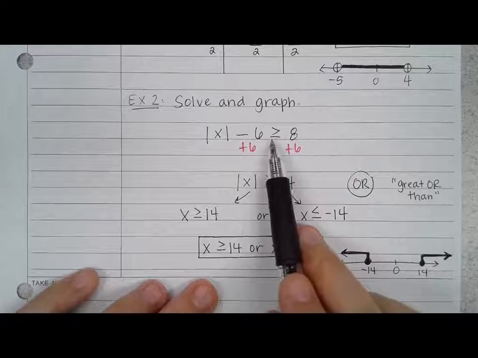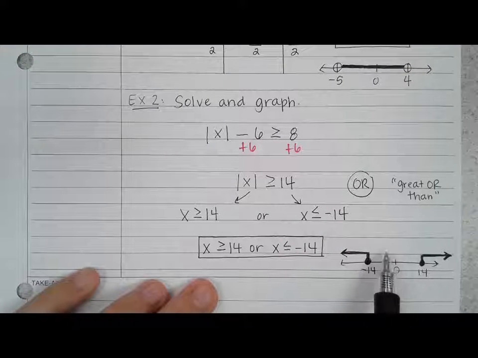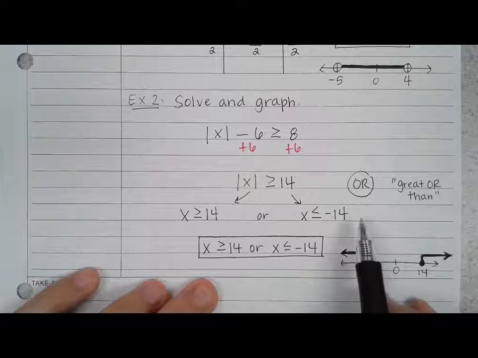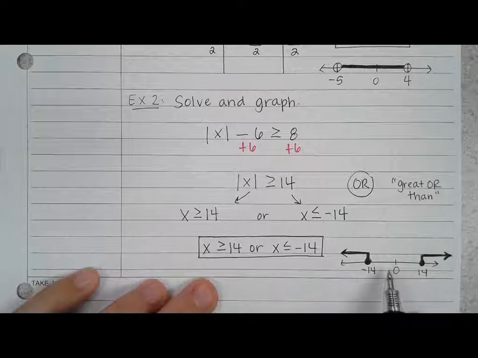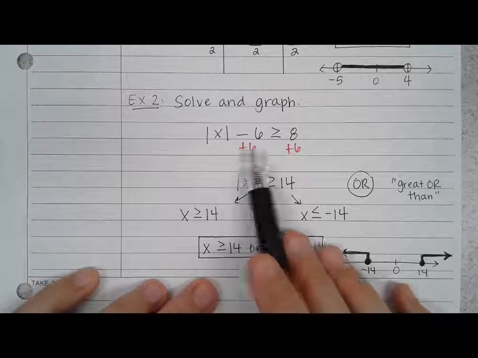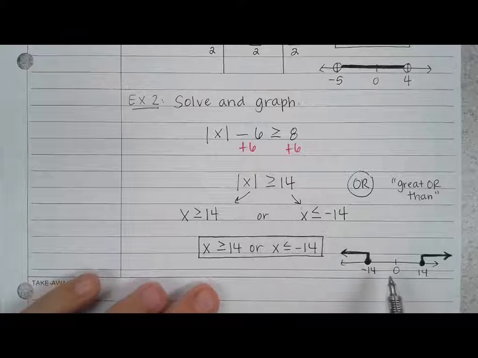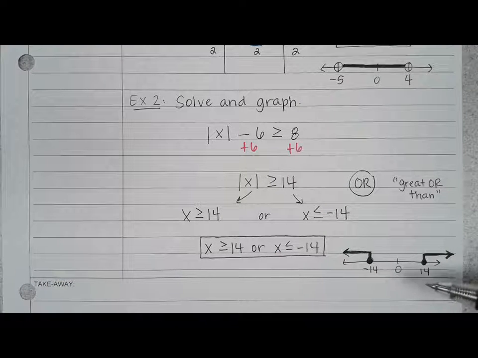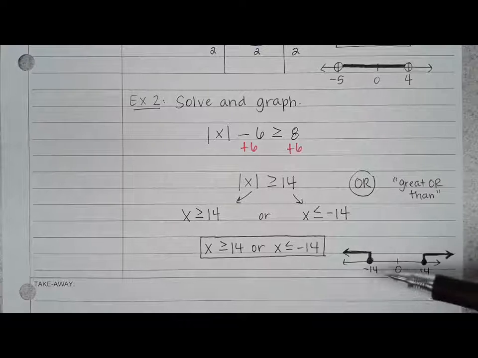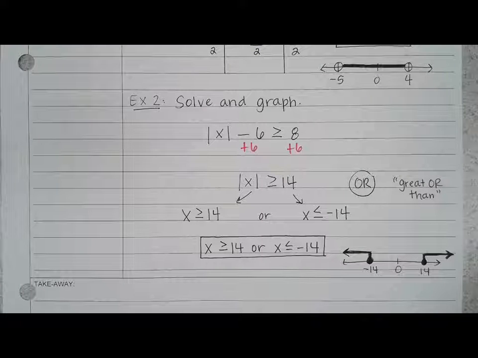So because this was a greater than problem, I knew it was going to be outside of a certain value. The numbers needed to be at least a certain distance away. And so this absolute value inequality produces two pieces of a solution set that are at least a certain distance away from 0.